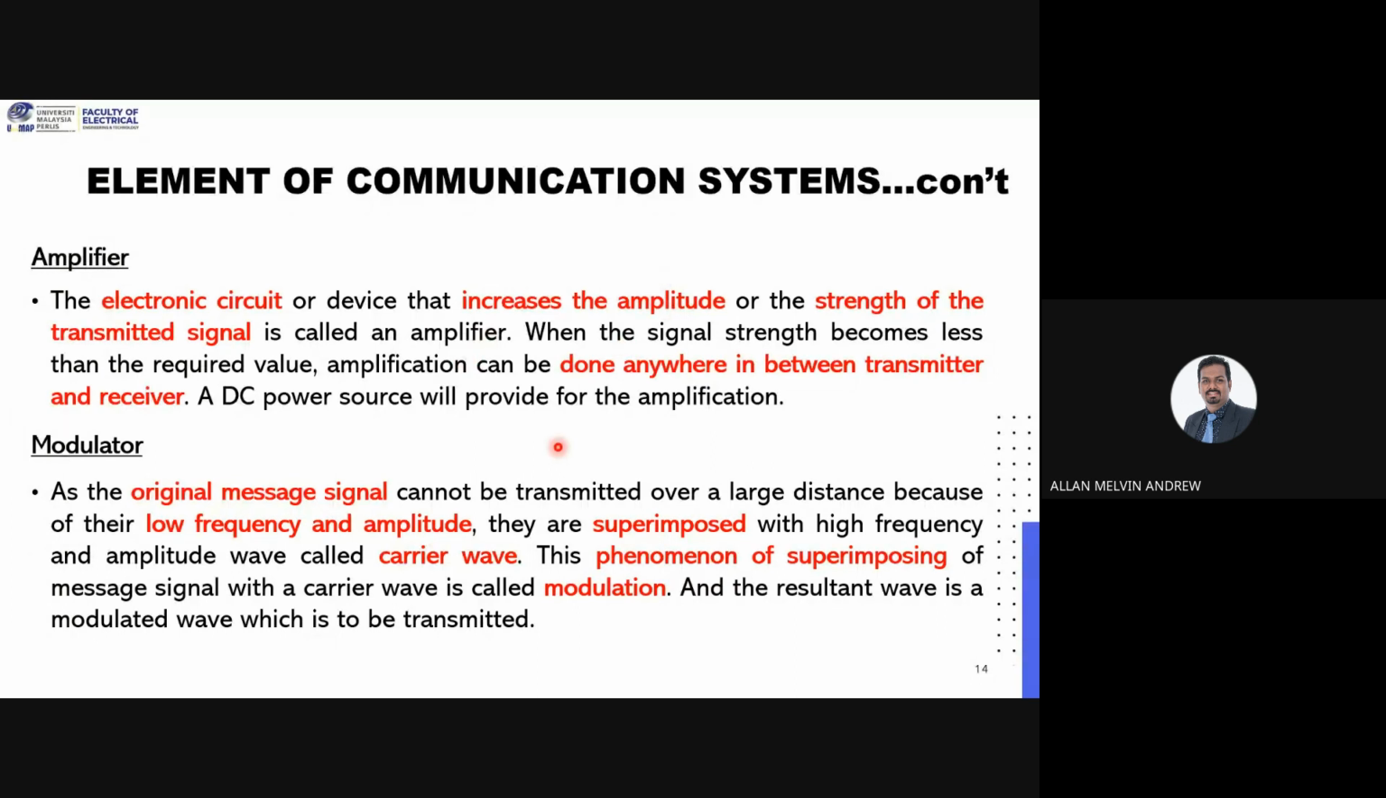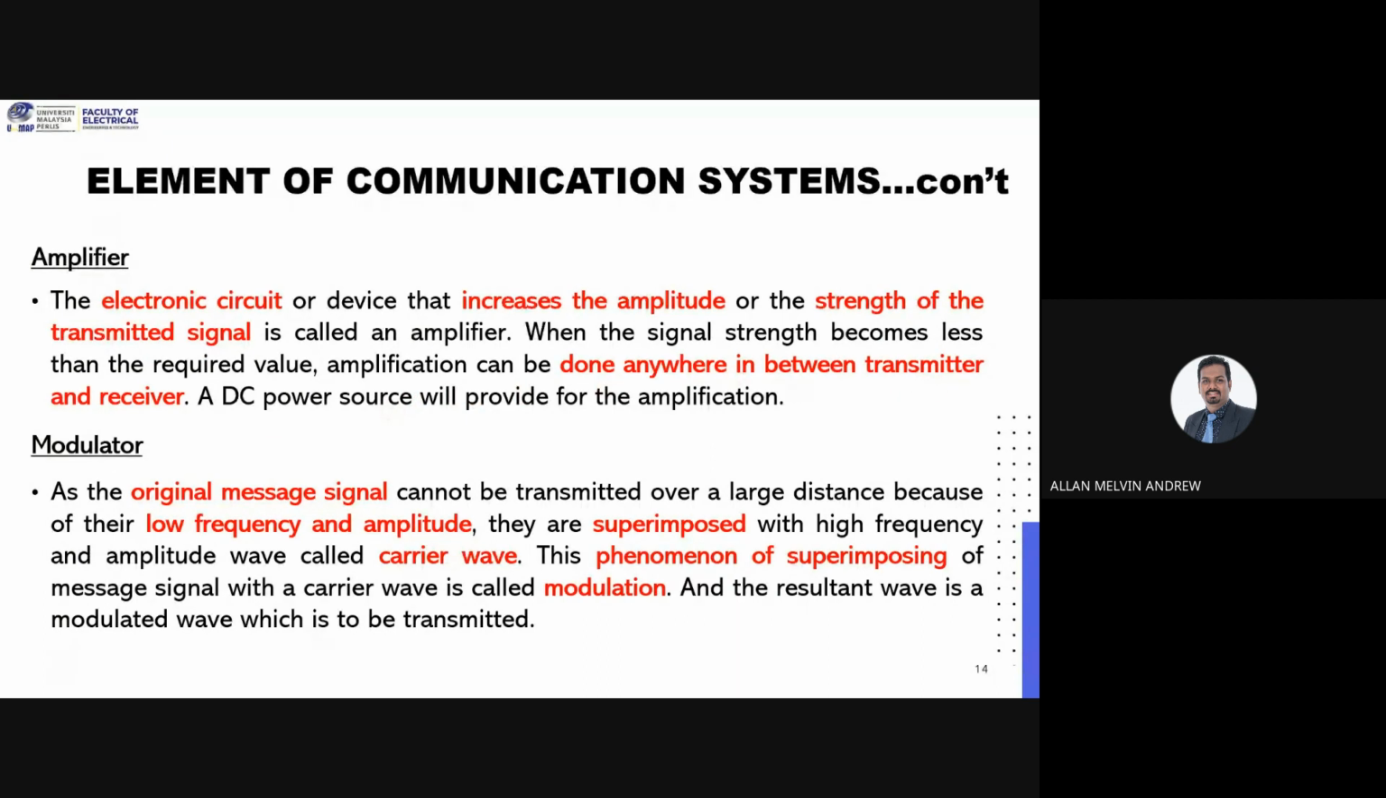So the amplifier will have certain values. Okay, so the gain that you want to convert, you want to convert to 5 times or 10 times or 100 times or 200 times. So it depends on the sizing. Okay, so it will help to increase the amplitude or the strength of the transmitted signal in your electronic circuit when the signal strength becomes less than the required value.